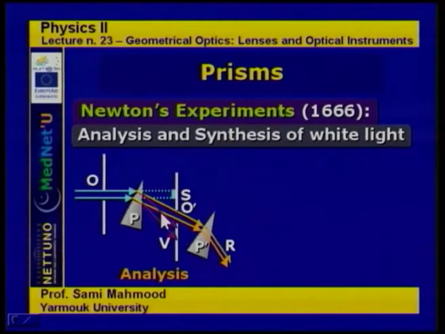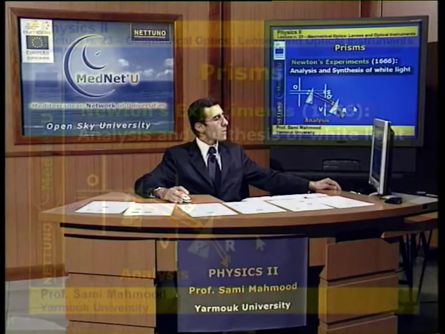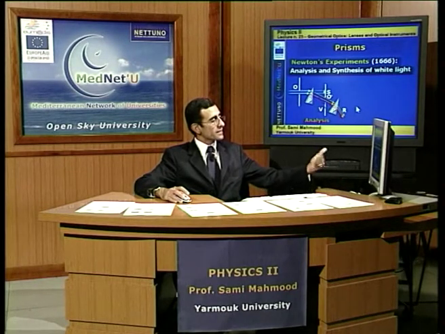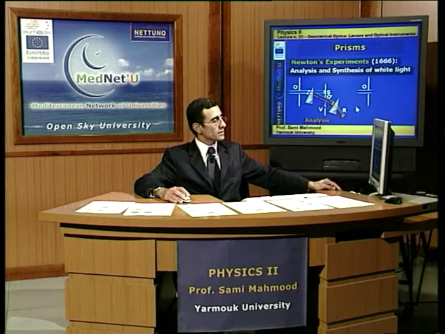And what Newton did to investigate this phenomenon of analyzing the white light into its component colors is that he selected one color, let's say the red beam. He selected this by putting an aperture in the way, and he made this component color fall onto another prism, P prime. And then he found that this component color does not split into any more components. He concluded that those colors are primary colors, and they cannot be analyzed any further into component colors. This is what explains the analysis of white light into its components.